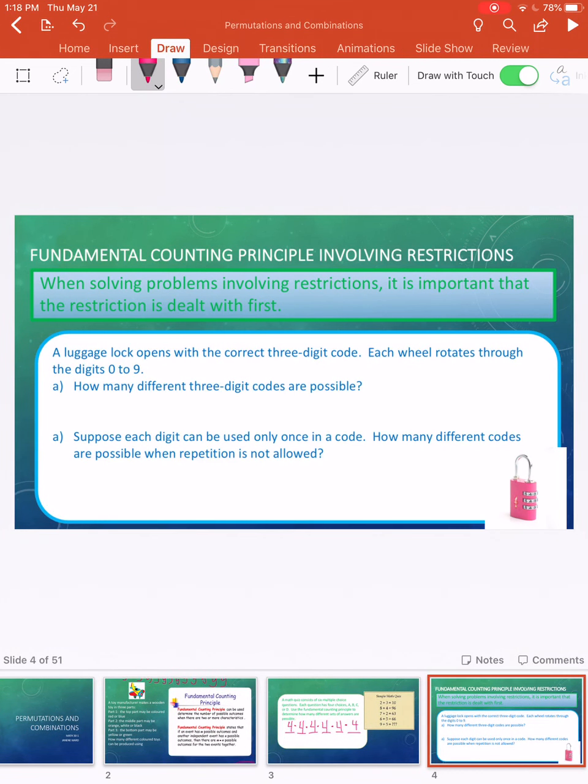Okay, so now the fundamental counting principle involving restrictions. When solving problems involving restrictions, it is important that the restriction is dealt with first. That'll make more sense when we actually look at some examples here.